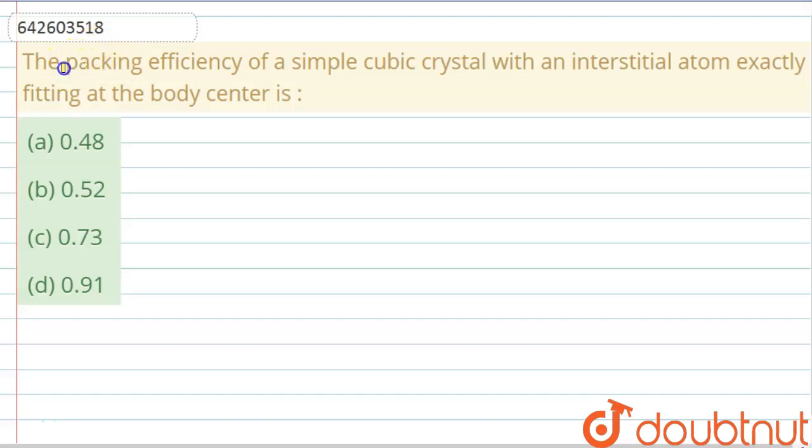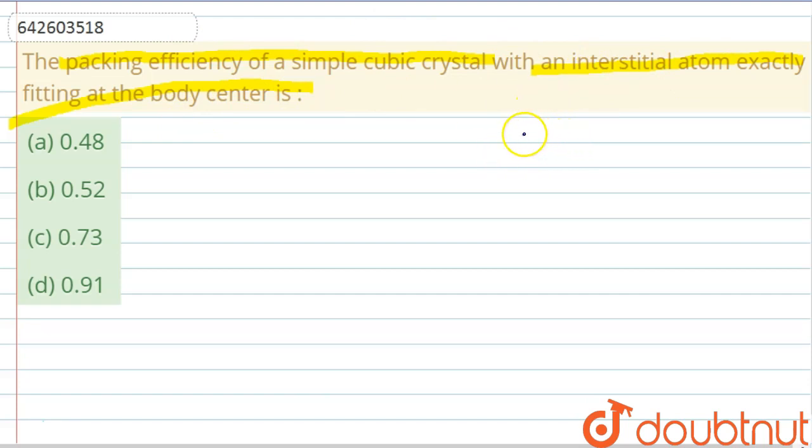Hello everyone, let's start this question. What the question says: the packing efficiency of a simple cubic crystal with an interstitial atom exactly fitting at the body center is. We have to find the packing efficiency of a simple cubic crystal in which an interstitial atom exactly fits at the body center.